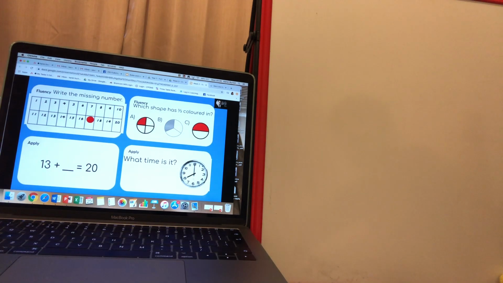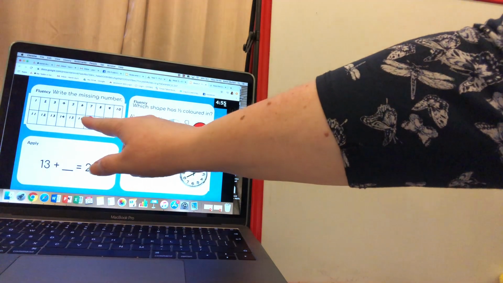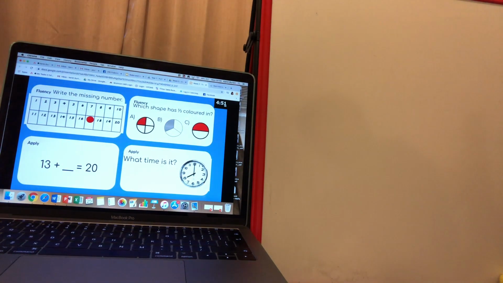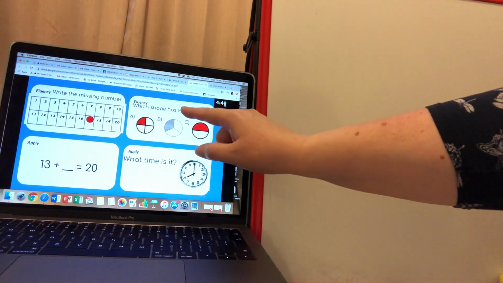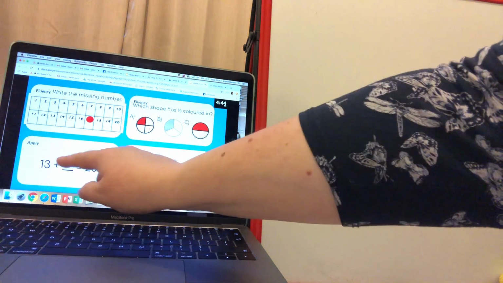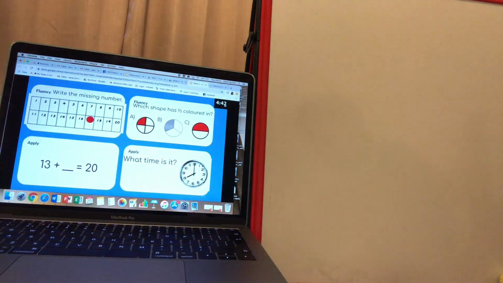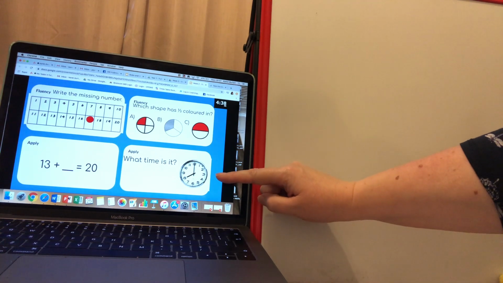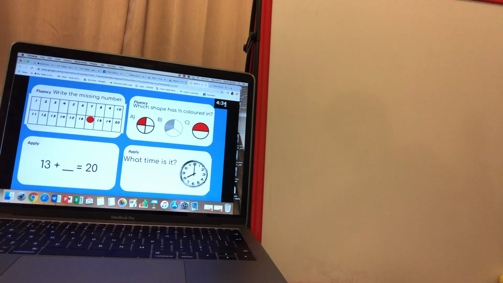Right, we're moving on to our retrievals. So the first question, there's a number covered up in this grid. Can you write down the missing number? Which shape has 1/3 coloured in? 13 add what makes 20? And what time is that clock showing? Pause the video and give yourselves 5 minutes to work out the 4 answers.